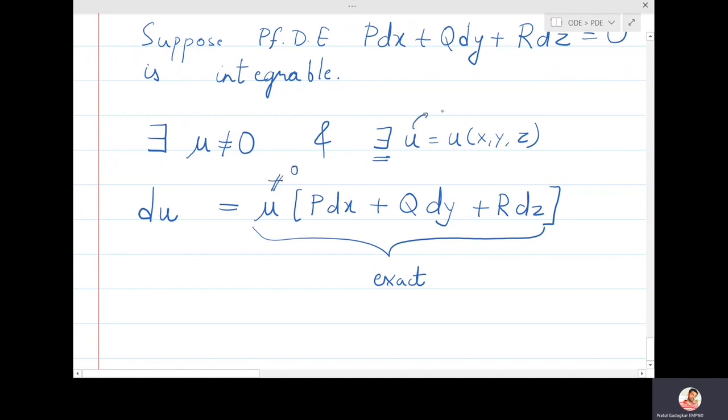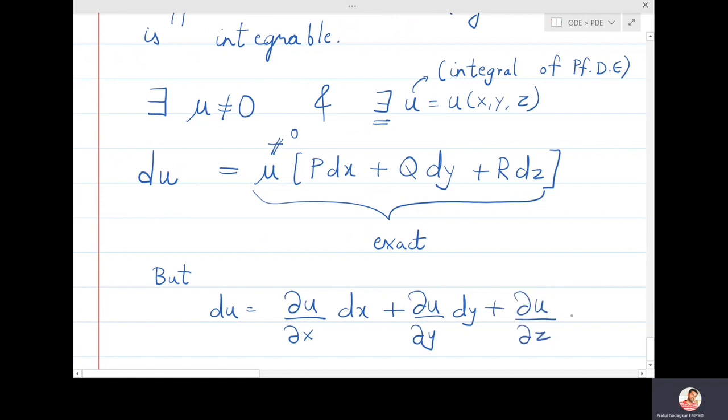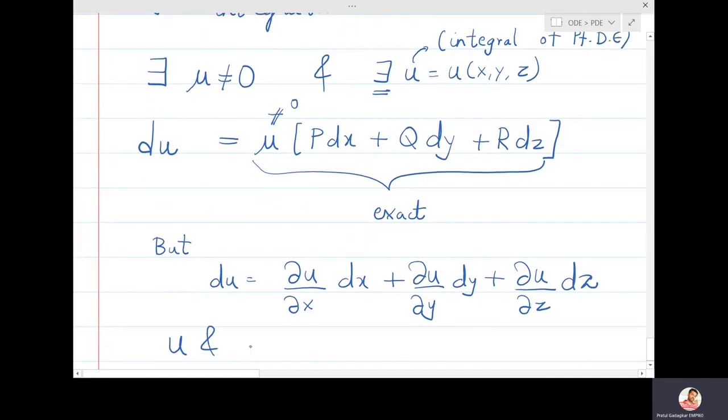What is this u called? This u is called the integral of the Pfaffian differential equation. Okay. Now, what is du equal to? Do you know that if I write du, I'll get dou u by dou x dx plus dou u by dou y dy plus dou u by dou z dz. Remember, there are two variables here, u and mu. Do not get confused between u and mu.